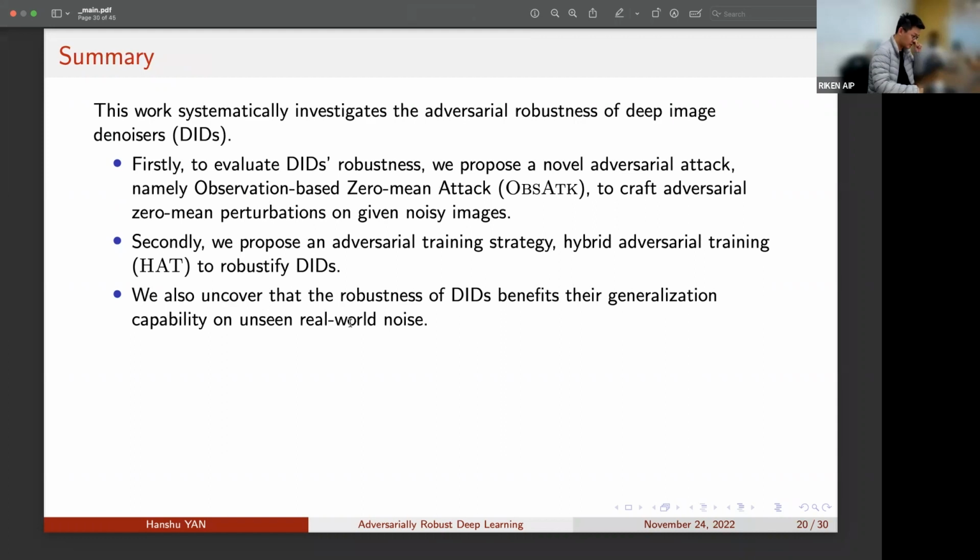Here's a short summary of this work. This work systematically studied the adversarial robustness of deep image denoisers. First, we propose the OPS attack to evaluate the DID's robustness. Then we propose HAT to robustify DIDs. Finally, we uncovered that the robustness of DIDs benefits their generalization capability on unseen real-world noise. This is the first work.